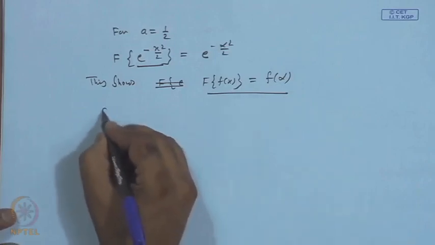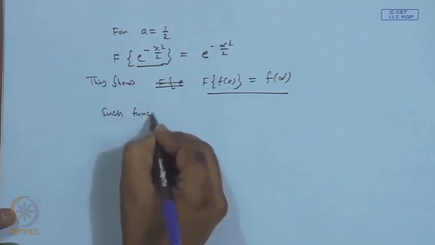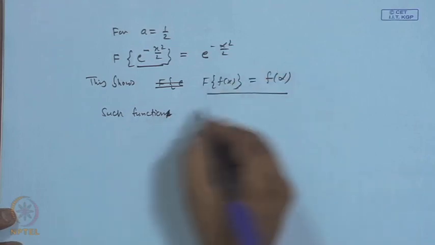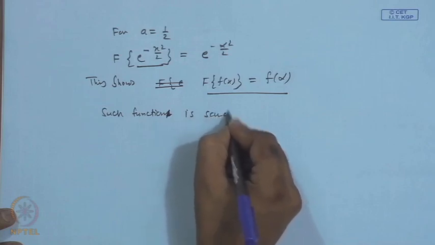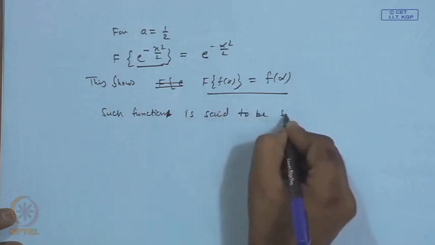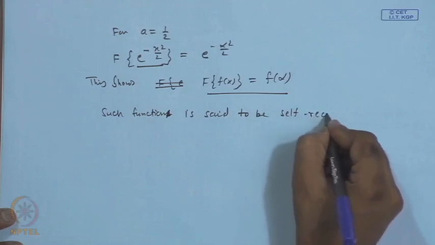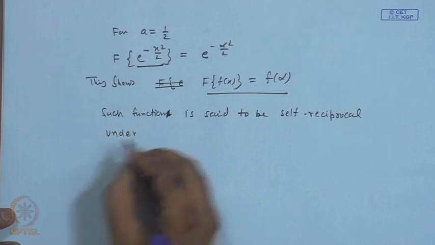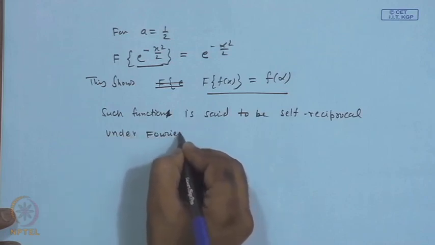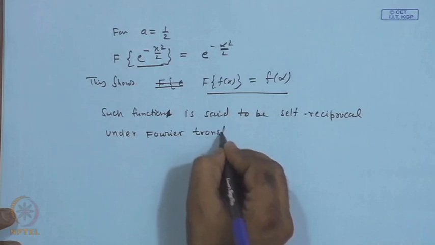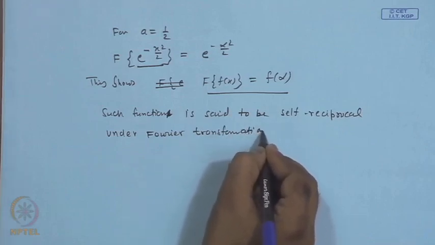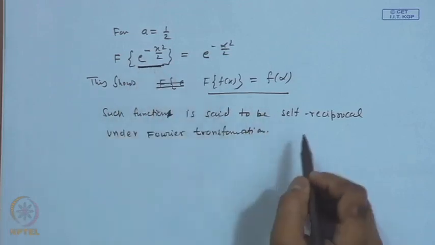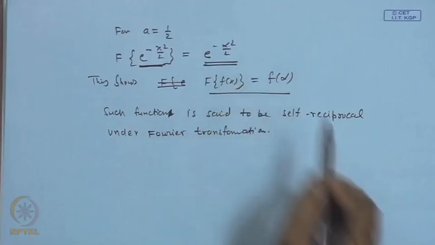It's interesting, and such functions, or such function for which this property holds, is said to be self-reciprocal under Fourier transformation. Okay, so this function e power minus x square by 2 is self-reciprocal under this Fourier transformation.